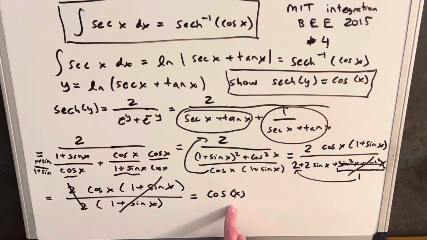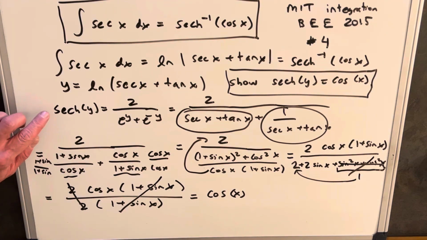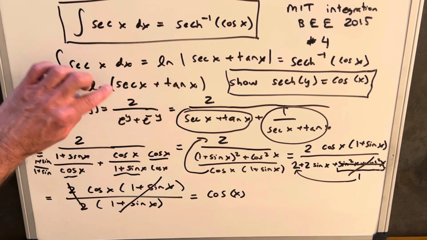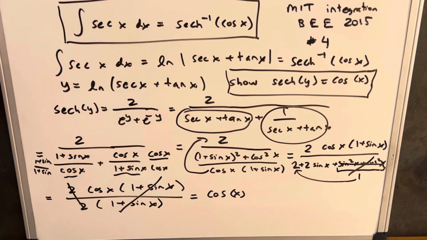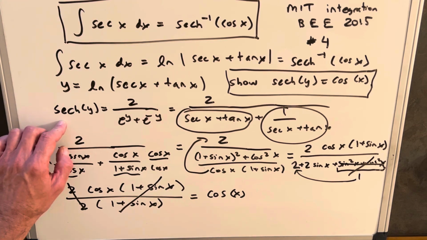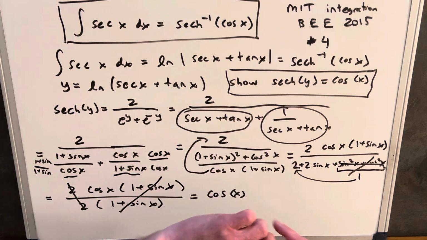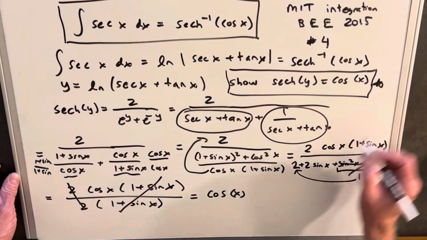Then let's just go back to validate what we did. We started basically here. We wanted to evaluate hyperbolic secant of y, where y is ln secant x plus tan x, which is just the known integral of secant x. And then we worked through all these steps to show that this is actually just equal to cosine x, and that's what we wanted to show right here. And so we're done.